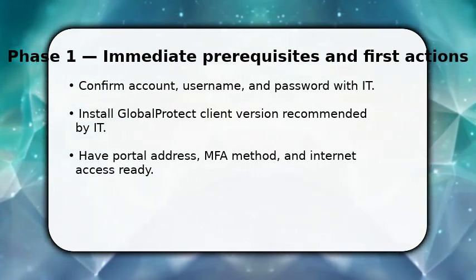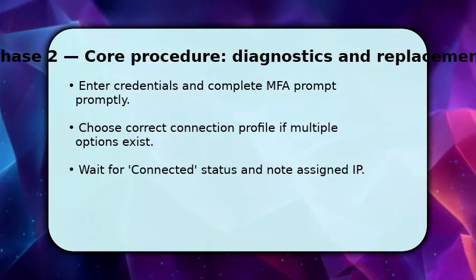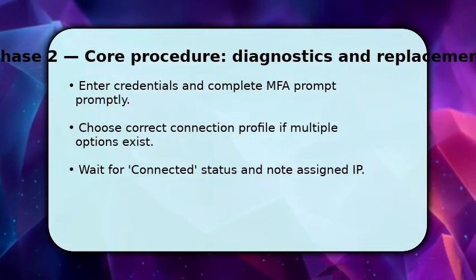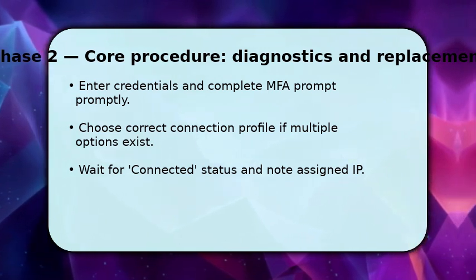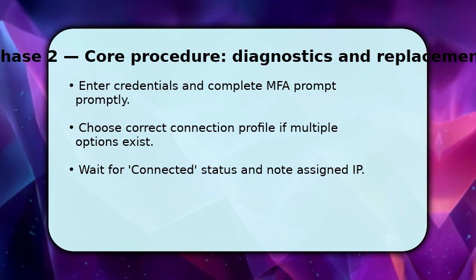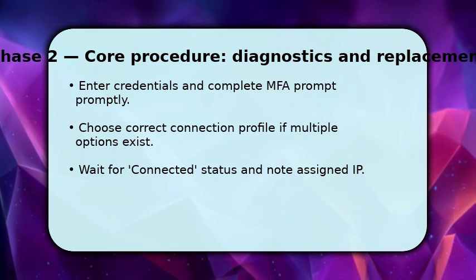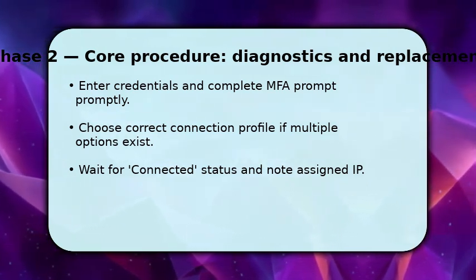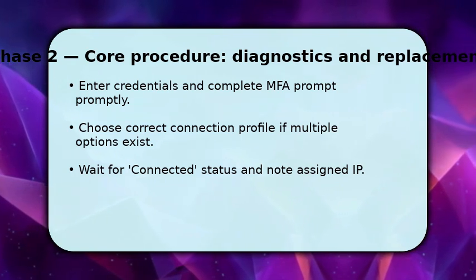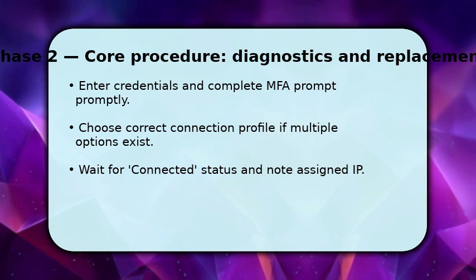This initiates the secure session handshake. You will authenticate next. Enter your credentials and respond to the MFA challenge when prompted, because delayed responses can time out the handshake. If the client shows multiple connection profiles, select the one your organization directed. This routes traffic correctly. After submitting, watch the client progress bar and wait for the connected status. Make note of the assigned IP address, since that verifies route assignment.